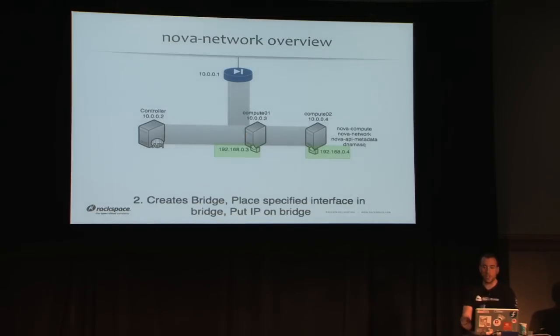The second step in the process is going to create the bridge. It's going to put the interface in the bridge that you've specified. I'm not really specifying one here; I'm just saying that's the process that it takes. It's also going to assign the IP from the fixed network that it chose in the database to the bridge.